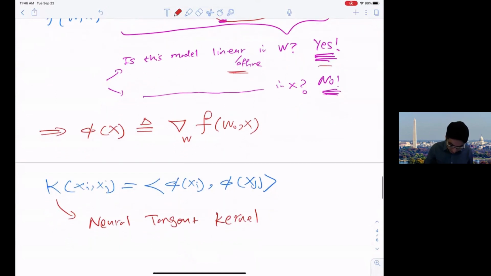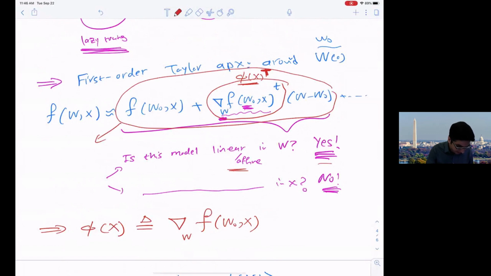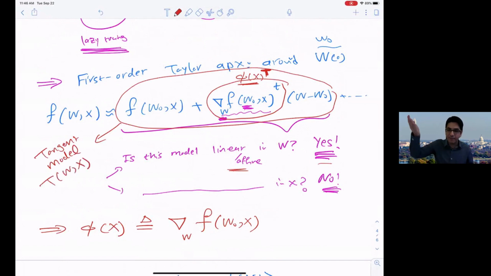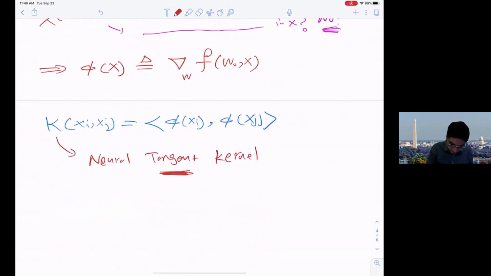Why neural tangent kernel? Okay, tangent, because here we are looking at the first order Taylor's approximation, right? So this is my tangent model. I'm looking at a tangent model. This is an affine approximation of my function F_W(x) when I'm looking at the tangent plane at W0 for this function. So this is my tangent model. So this is called the neural tangent kernel. This is a tangent model to a neural network, and obviously it's a kernel. So this is called NTK.